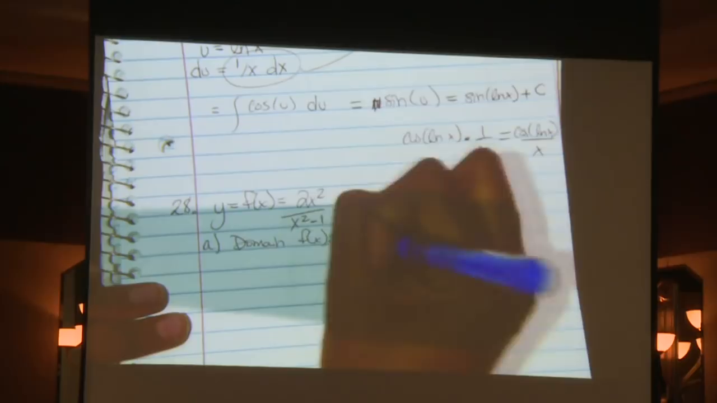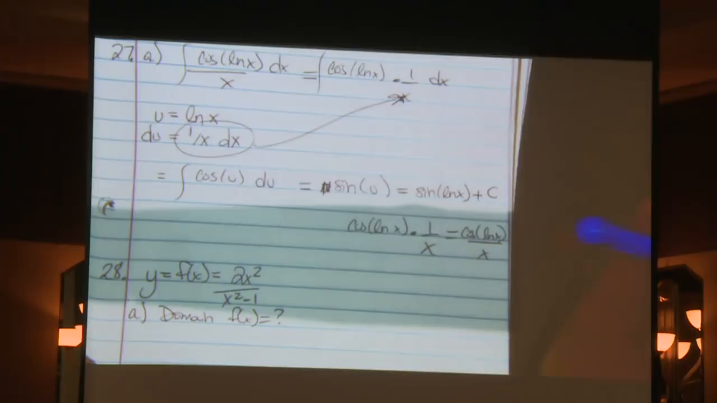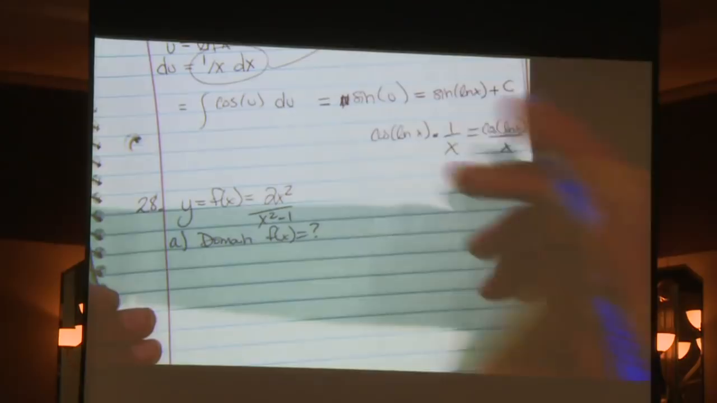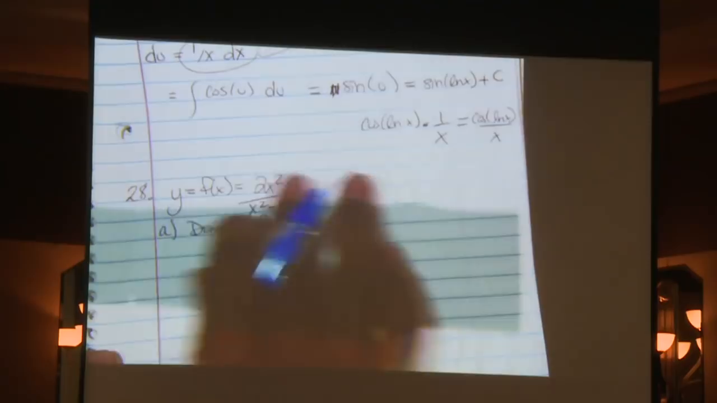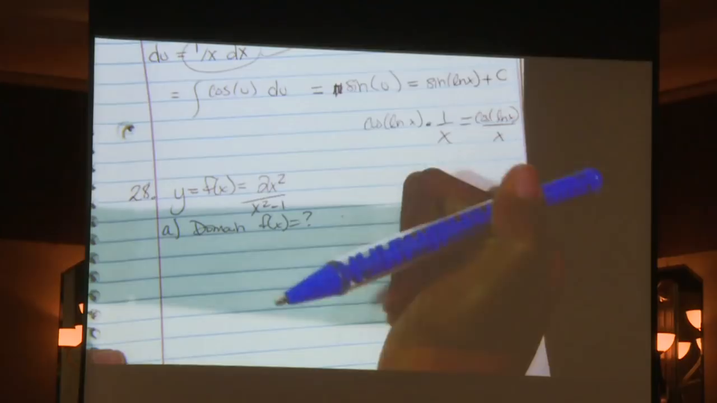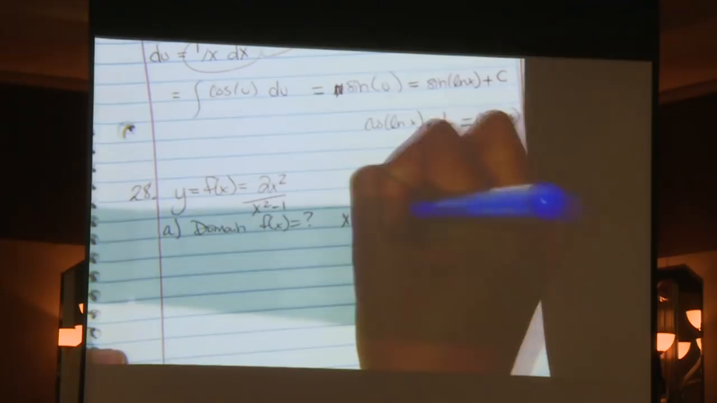What is my domain? Awesome. So basically anywhere it's undefined, and x in this case cannot be negative 1 or positive 1. For working it out, you would set the bottom equal to 0 because you know that the bottom cannot be equal to 0. So no matter what that function was, wherever the bottom is undefined, that's how you define your domain. So I'm going to say x squared minus 1 equal to 0. I get x squared equals 1. I get x equals plus or minus 1.